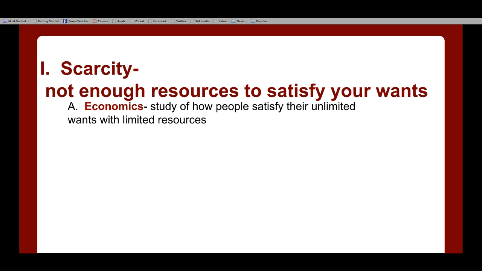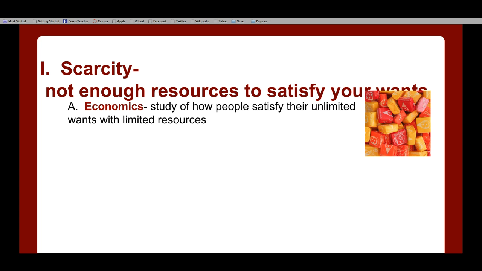Okay, so economics is a study of how people satisfy their unlimited wants with their limited resources. Yesterday, we talked about also some of the basic terms that go along with this. One of the things we talked about yesterday was, well, there's our Starbursts from yesterday. Remember we had an unlimited amount of Starbursts that we want, but we have a limited amount, so we have to make some choices about which ones we're going to choose.